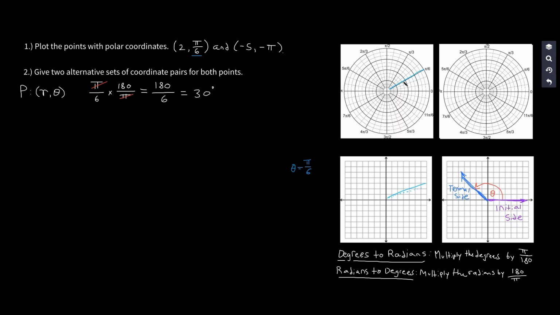So we can draw this line to indicate the angle. This is the angle that we're moving. This is angle theta, and the line that we're now facing is called the terminal side.